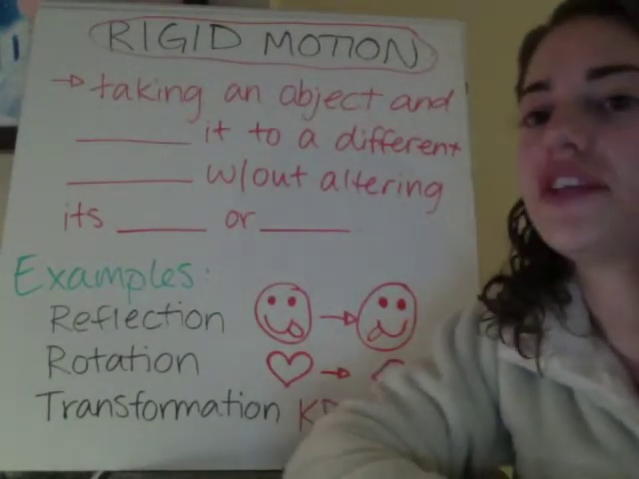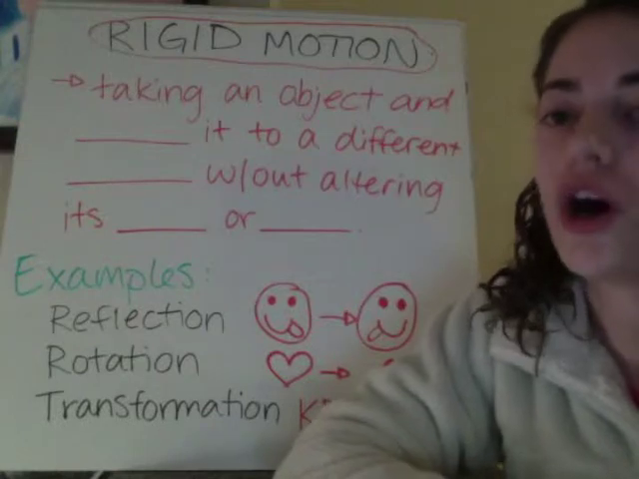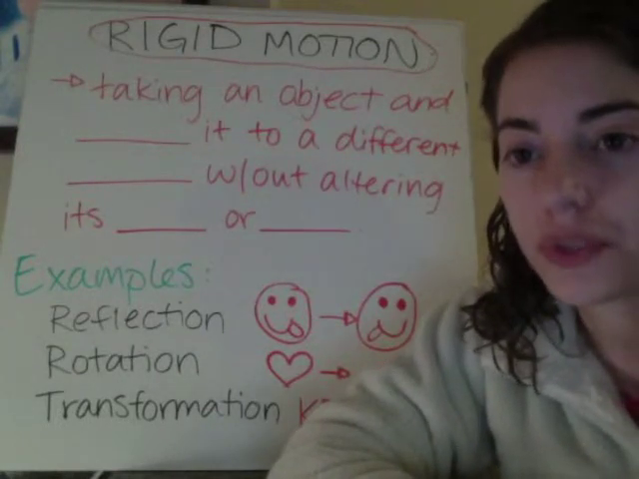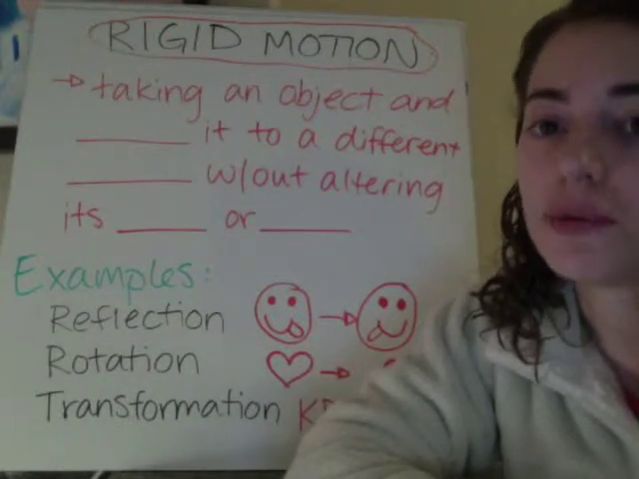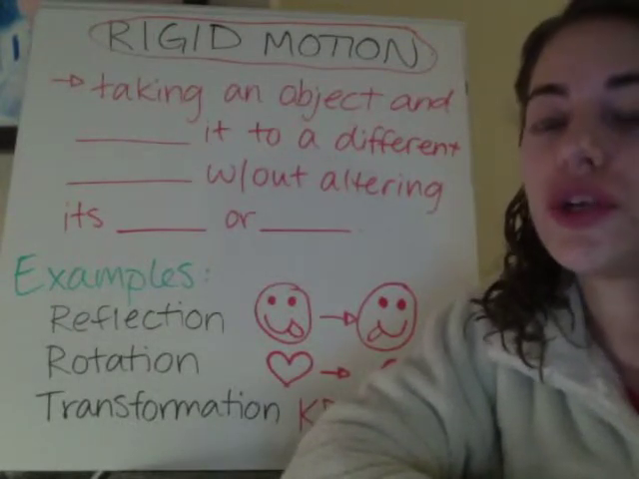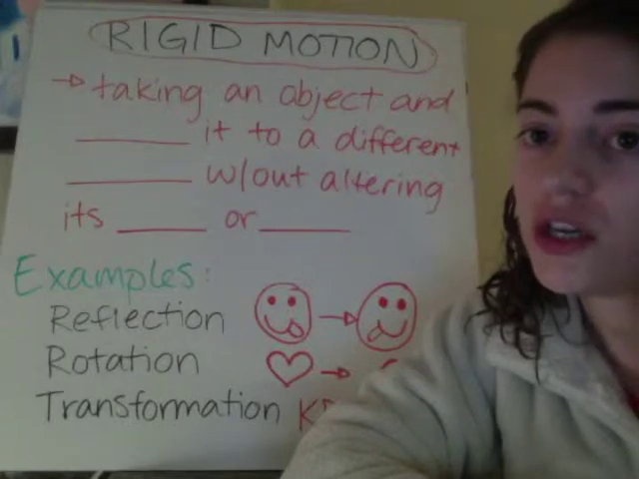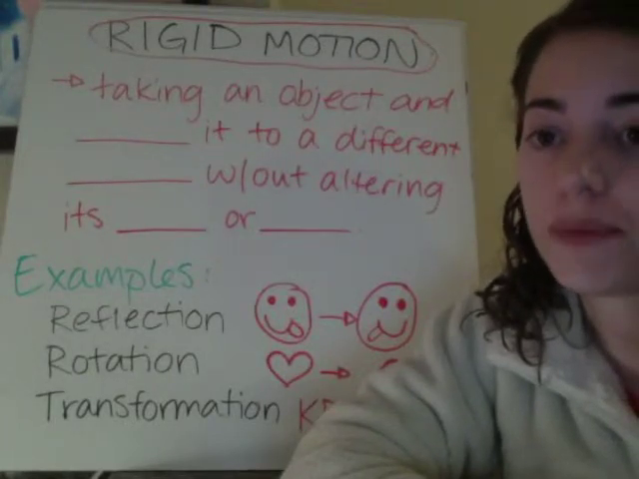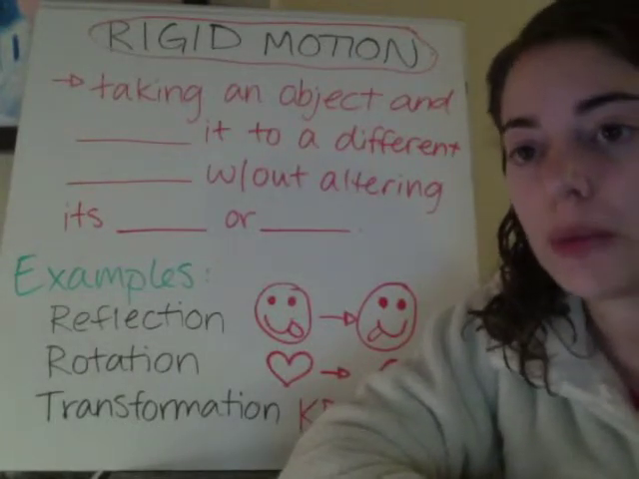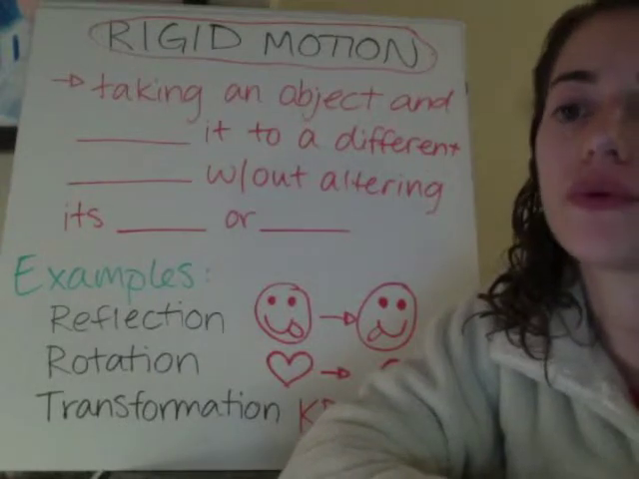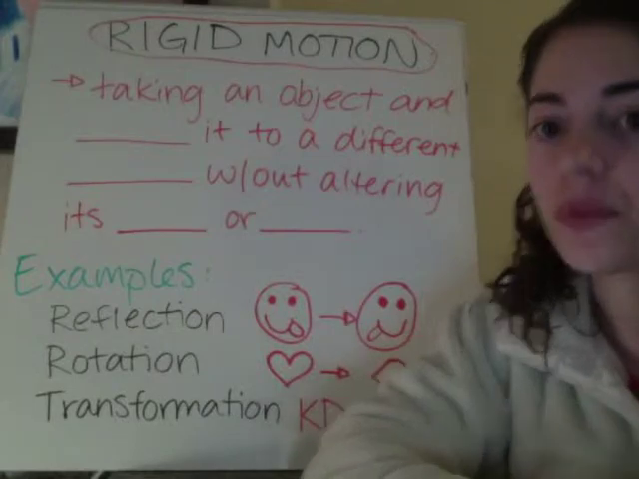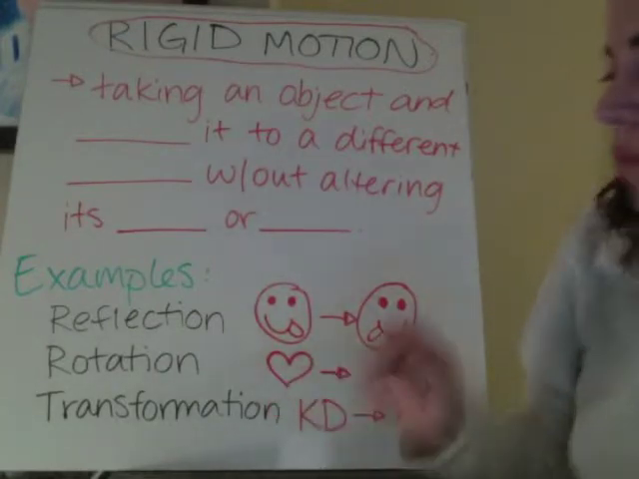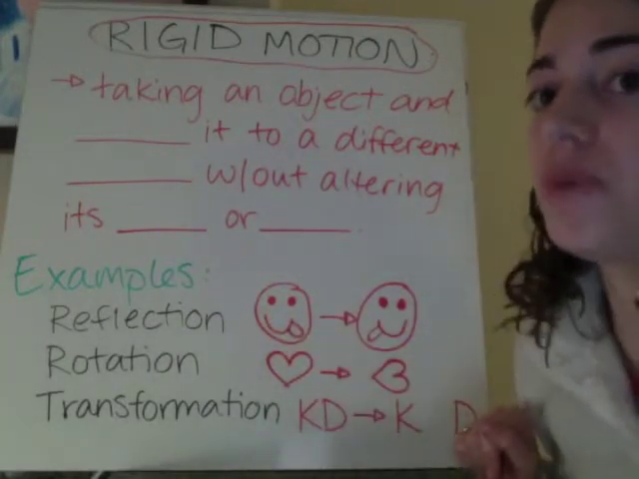Another term we have is rigid motion, and our goal is to understand congruency in terms of rigid motion. Rigid motion is taking an object and moving it to a different location without altering its shape or size. So two objects are congruent if you can go through a series of rigid motions to get them on top of each other. For example, reflection is a type of rigid motion.